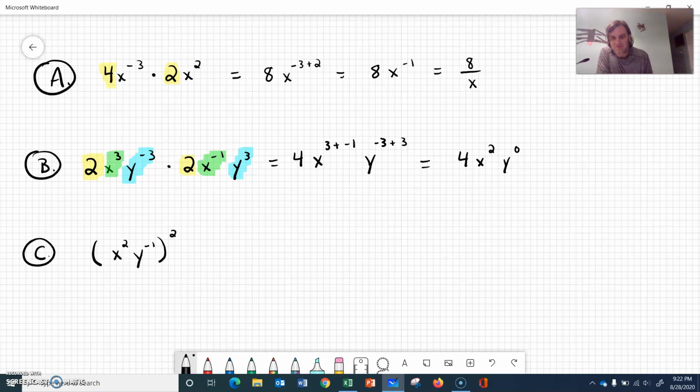Okay, you don't have to write the y to the 0 because you should know that y to the 0 is 1. Anything to the 0 is 1. So that way we'd write our answer as 4x squared, which looks much better than the original.